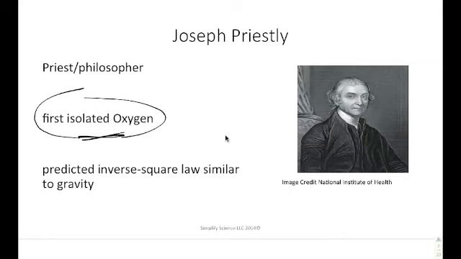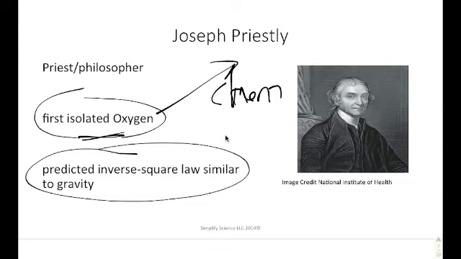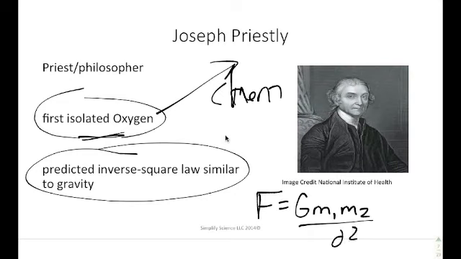So he's really famous in chemistry, but he's also famous in physics because he was able to predict the fact that the electric force would be an inverse square law. And it's very similar to gravity. Remember when we talked about gravity, we said F equals G m1 m2 over d squared. And we said that increasing the distance decreases the force by a lot. Well, Joseph Priestley predicted the same thing for the electrostatic force.